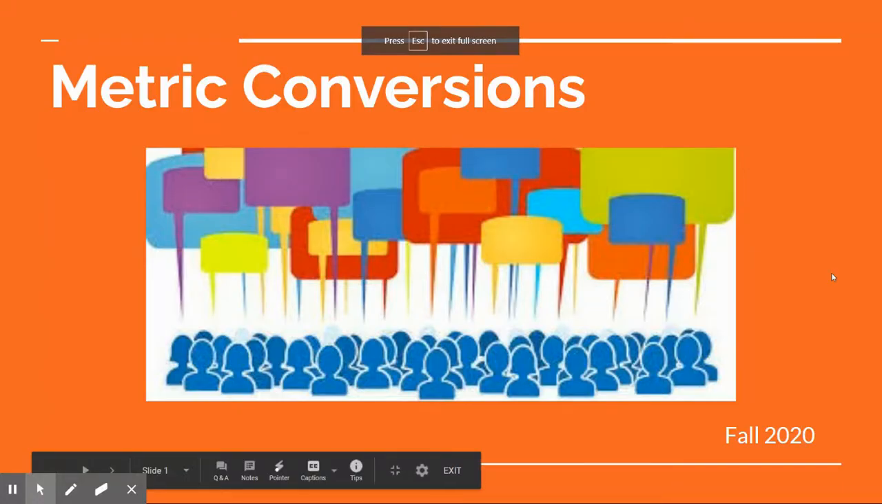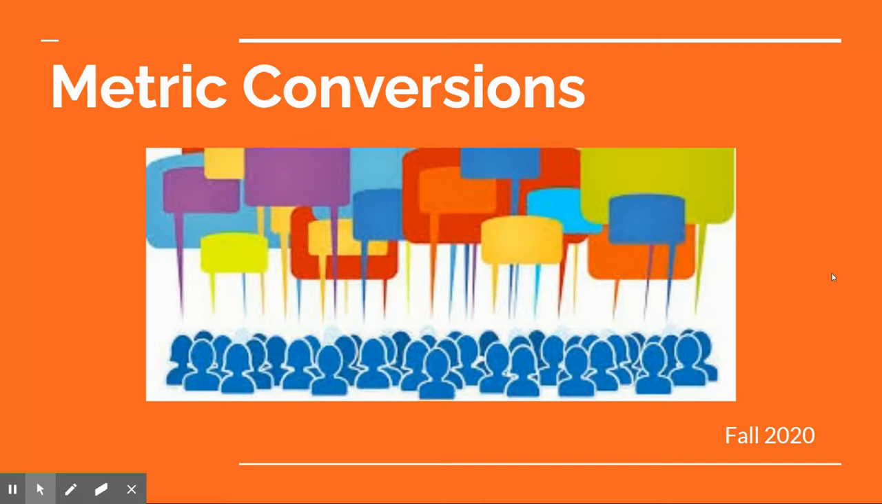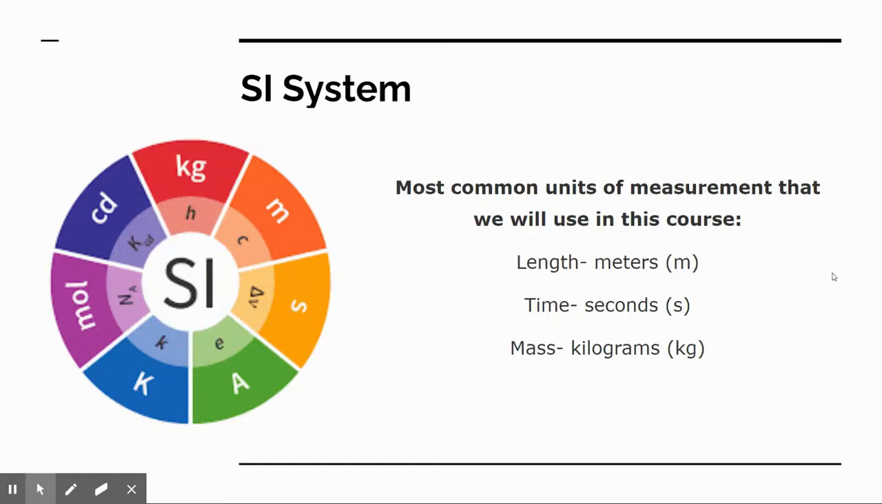Metric conversions. Did you know that scientists and mathematicians around the world all speak different languages, but they've come up with a common language to talk about their experiments? The common language that most of them use is the metric system. It's part of the SI system. SI is for System International.